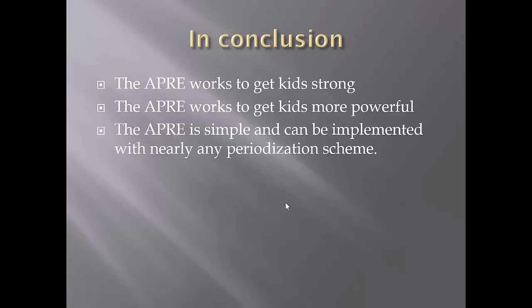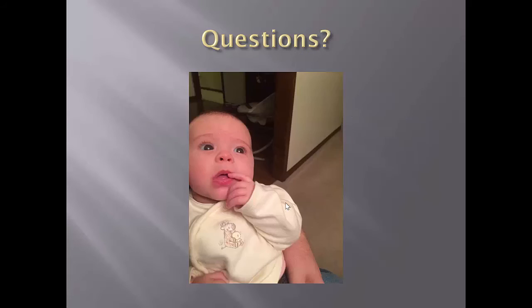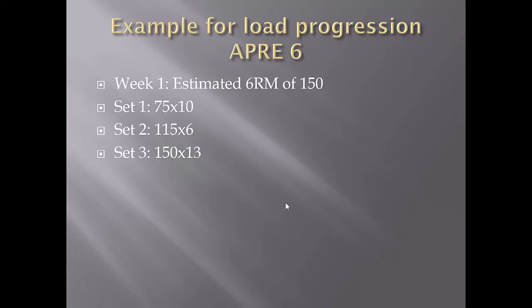Now, in conclusion, the APRE works to get strong and get kids more powerful, and it's simple and can be implemented with nearly any periodization scheme. So we're going to go in here and look at a progression here. So week 1, let's say that my estimated 6 RM is 150 pounds. So 50% of that is 75. I do 10. Then 115 for 6, because that's about 75%. And then I do 150 pounds for 13.